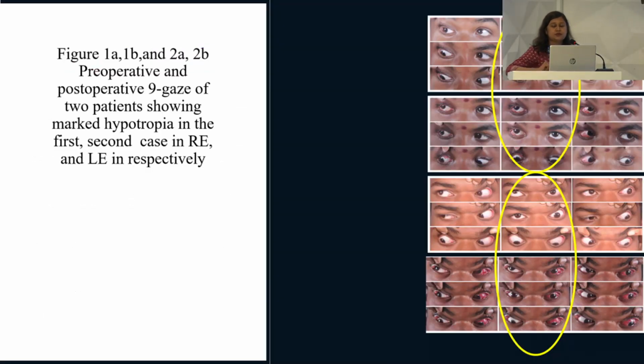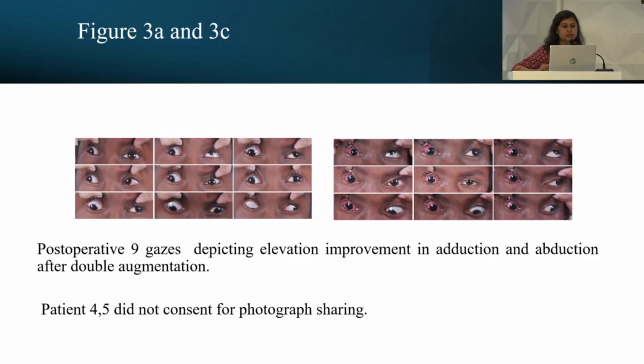So these are the case photographs of cases 1 and 2, in which we can see in the first case there is right large hypertropia, and post-op there was nice improvement in the elevation of the hypertropic eye, and in the second image there is improvement not only in hypertropia of the left eye but also improvement in limitation in adduction and abduction. The third patient was a pediatric patient, and in this patient also there was improvement in adduction and abduction limitation after double augmentation. Patients 4 and 5 didn't consent for their photograph sharing.